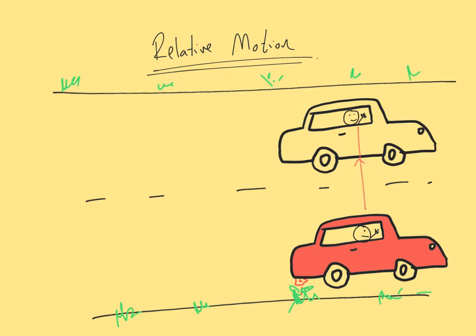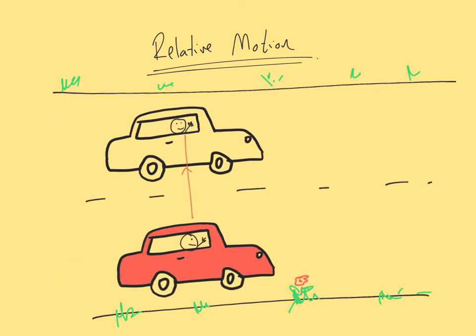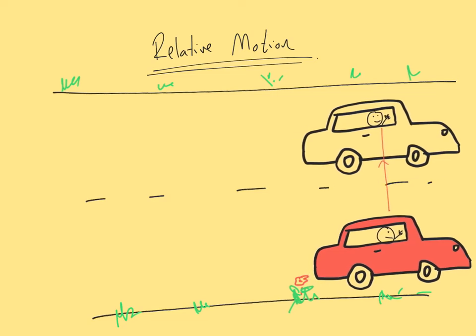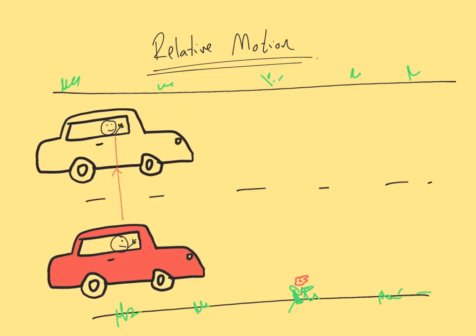So back to our car example. If the cars are travelling at the same speed, then relative to each other, they appear not to be moving. As far as the person in each car is concerned, the other person stays in exactly the same place compared to them. And so, as far as the relative motion is concerned, they're not moving.